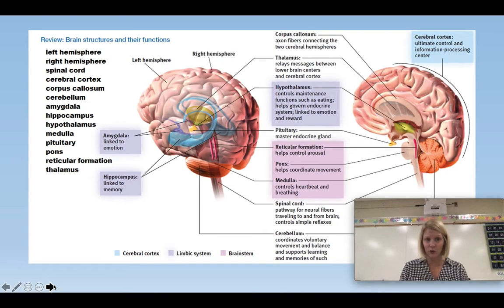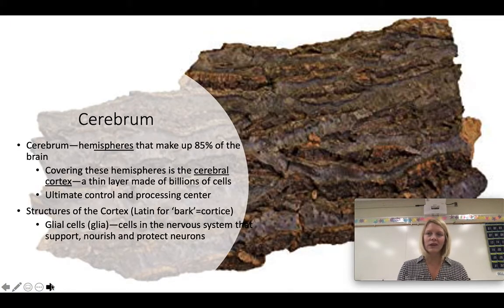This is a slide that you would have seen yesterday when we talked about the limbic system and really that kind of emotion control center. And now we're going to continue on with really kind of how humans are different than every other mammal because of our brain. And we'll start with what's known as the cerebrum. Now, the cerebrum are just the hemispheres that make up the majority of our brain.